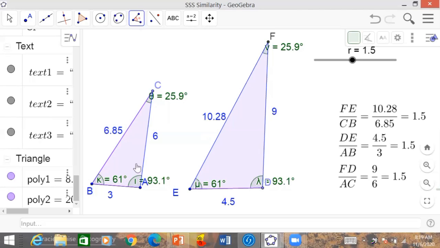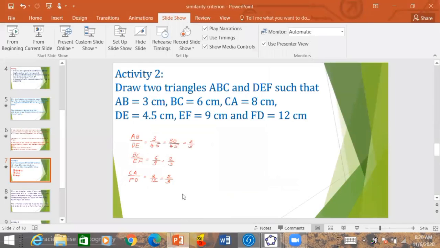Here we have constructed two triangles with their corresponding sides in the same ratio. Then we have got their corresponding angles are equal. So the two triangles are similar. This is called SSS Similarity Criteria. If we construct two triangles such that their corresponding sides are in the same ratio, then their corresponding angles will always be equal. This is referred as SSS Similarity Criteria.